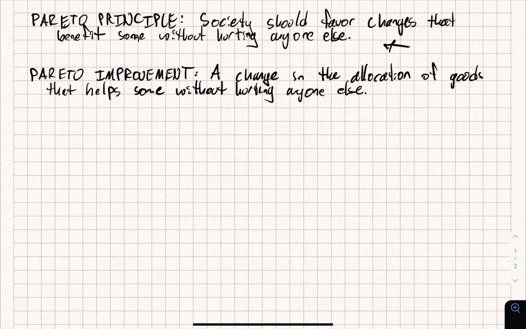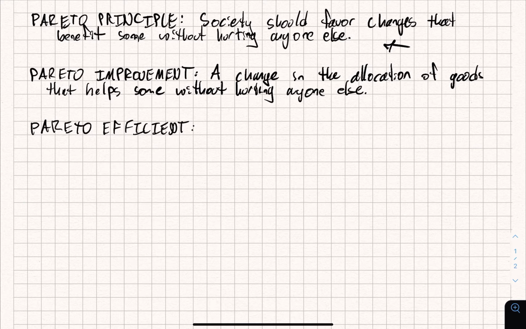So this is what we call Pareto efficient. Pareto efficiency is essentially just a point with no Pareto improvements. Another way of saying this is an allocation is Pareto efficient when there are no Pareto improvements, when we can't improve anyone without hurting anyone else.